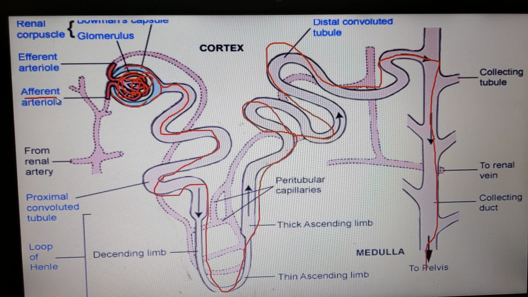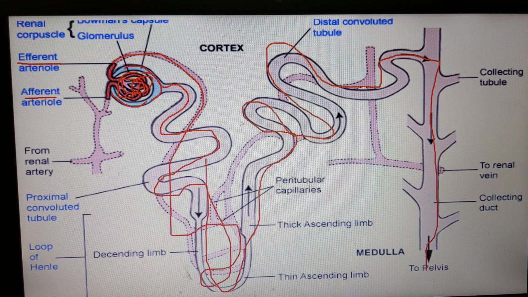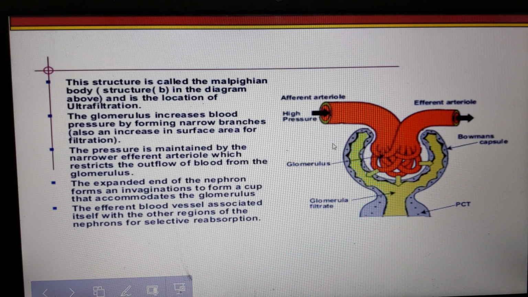Afferent starts with A, right, and efferent comes later. This is how I remember: afferent is towards and efferent is away. These efferent vessels also form the peritubular capillaries. Okay, so now what is the Malpighian body? The Bowman's capsule and the glomerulus together are called the Malpighian body.